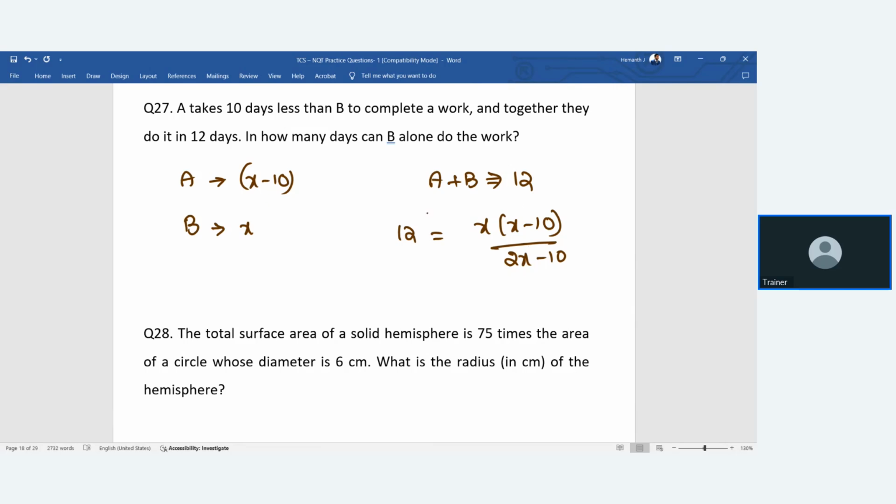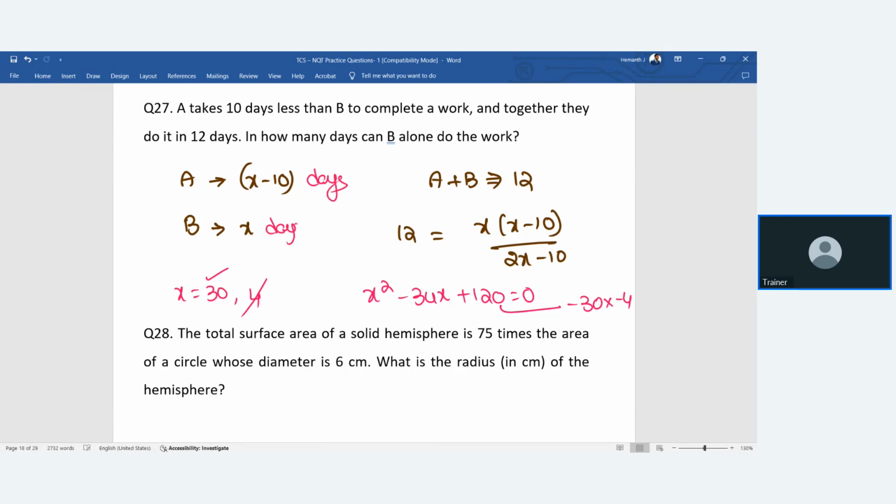Now we have to solve this expression. So what we'll get? 24x square minus 10x, this 24x will come, minus 34x plus 120 equal to 0. It's clear. This can be written as minus 30 into minus 4. x is 30 or 4. So alone should be more than together. So 30 is satisfied logically. So B alone can do it in 30 days. B alone can complete the work in 30.